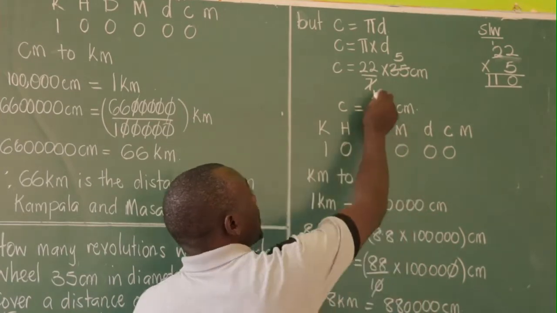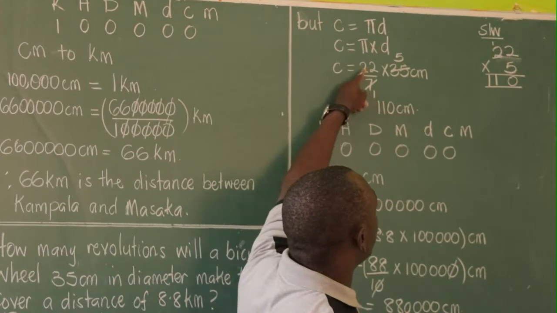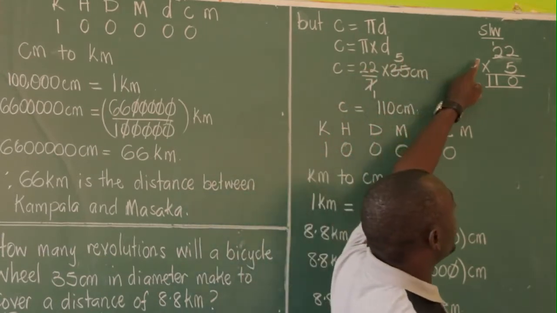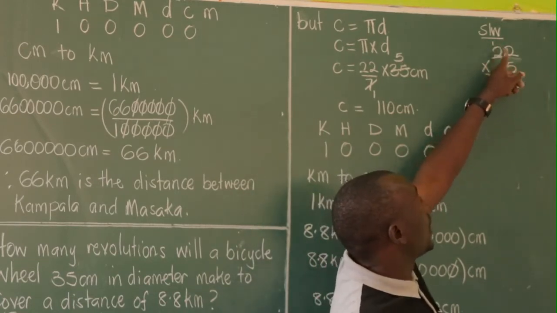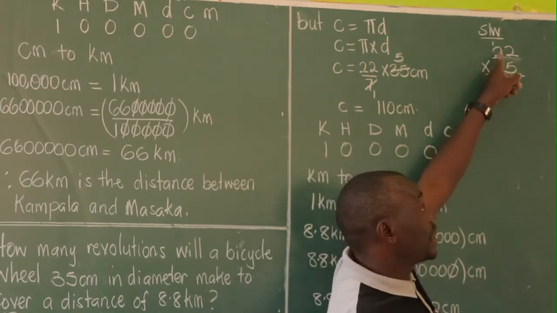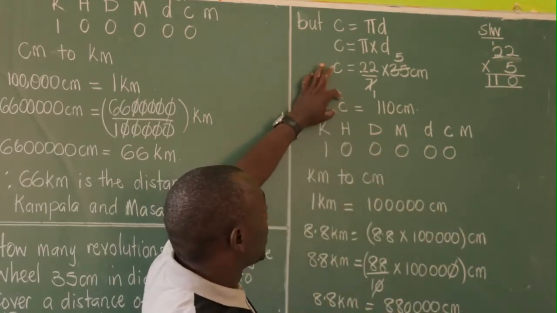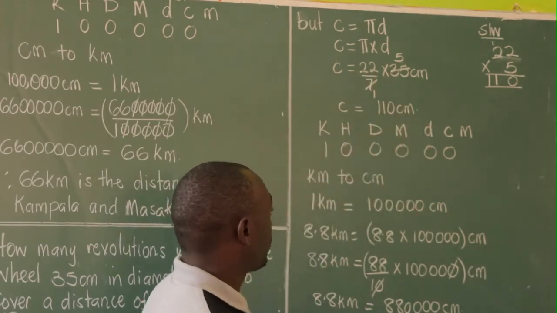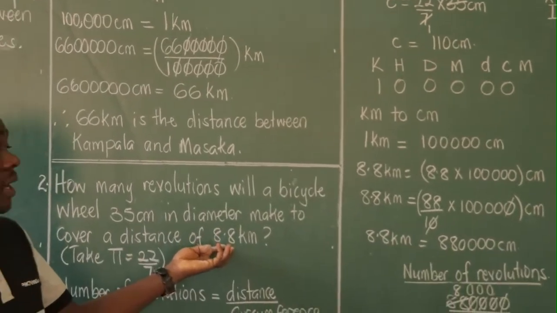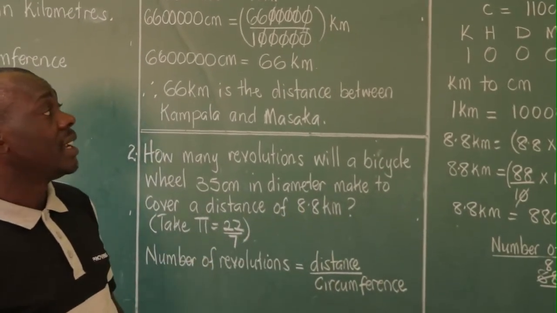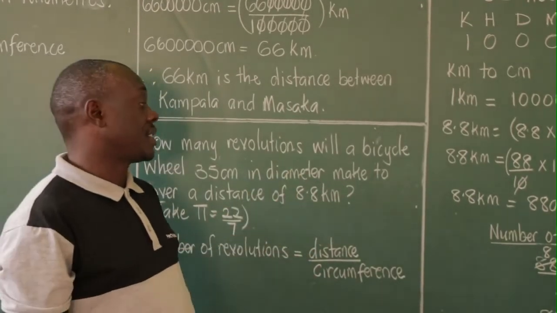So do we divide by 7 once? 35 divided by 7 is 5, thereby remaining with 22 times 5. You side work 22 times 5: 5 times 2 is 10, regroup 1, and say 5 times 2 is 10 plus 1 regrouped, and get 11. So that is circumference of 110 centimeters. Now, distance has been given in kilometers. We cannot go ahead to divide unless there's an agreement between the circumference units as well as distance given.